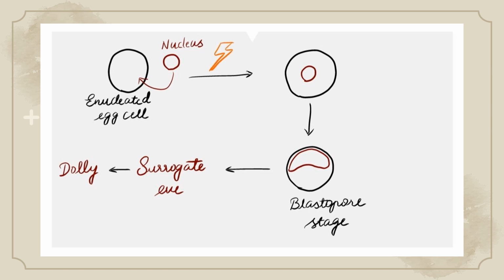So from this experiment we can conclude that the nucleus plays a very important role, because the nucleus is taken from the Finn Dorset sheep, and even though it is inserted into the enucleated egg of the other species, it finally resembles the nucleus donor. So we can conclude that the nucleus plays an essential role, and nuclear factors play an essential role in the development of the whole organism.